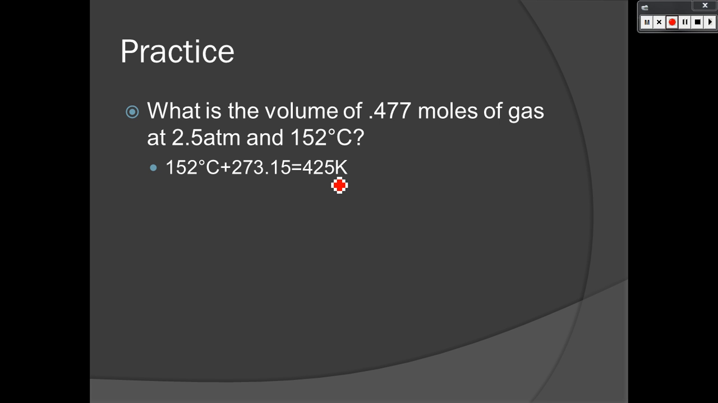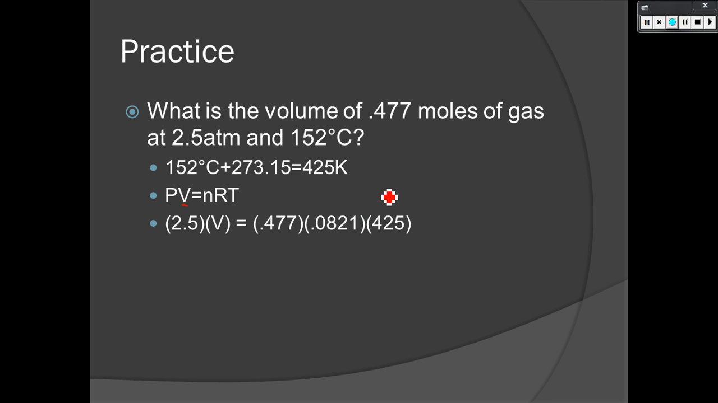One thing to note, if you haven't picked this up yet, there's no degrees sign with Kelvin. We just say Kelvin because it's an absolute temperature scale. So now we simply use our PV equals nRT equation, putting everything in except for V, volume. So we get this.